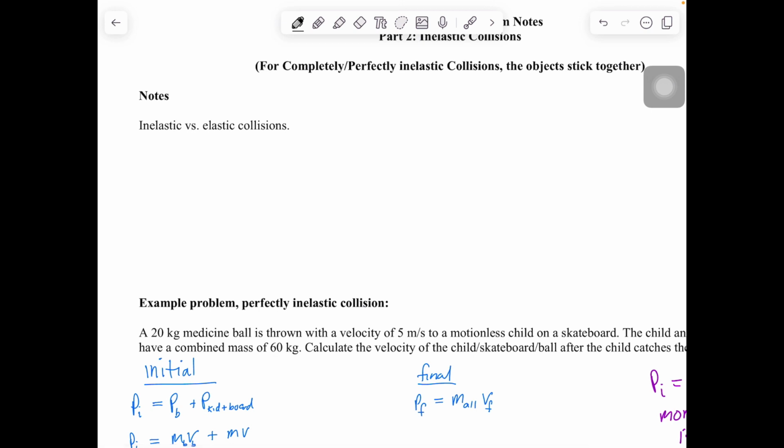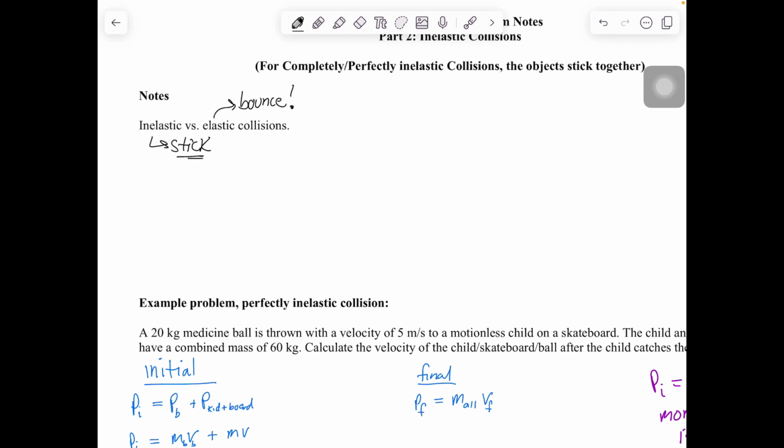So elastic is just like what it sounds like. It is when items bounce off of each other. And inelastic is when they stick together. Things come together, like if you were sitting on a skateboard and someone tossed you the medicine ball and you caught it, that would be an inelastic collision.